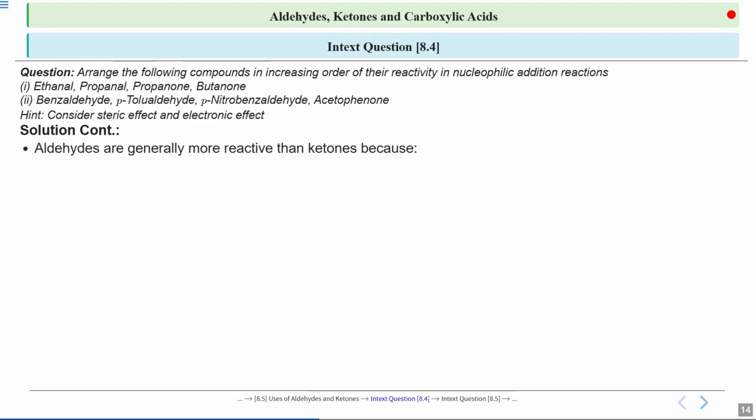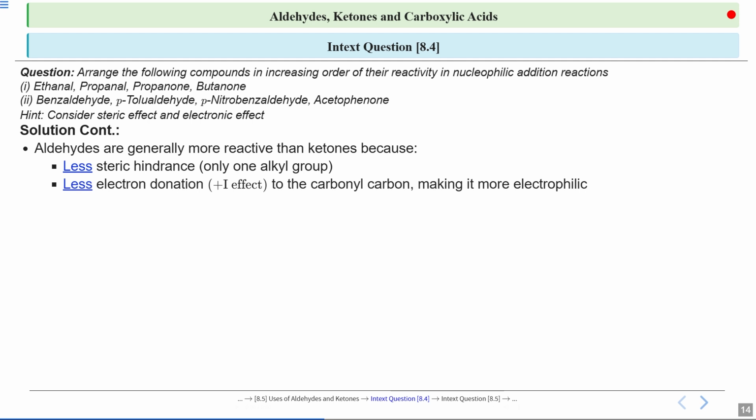Continuing, we will see that aldehydes are generally more reactive than ketones. The first reason is less steric hindrance. In aldehydes there is only one alkyl group, so there is less steric hindrance, and the incoming nucleophile can easily attack the carbonyl carbon. The second reason is that aldehydes have less electron donation to the carbonyl carbon, because there is only one alkyl group.